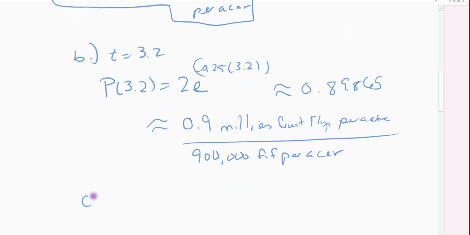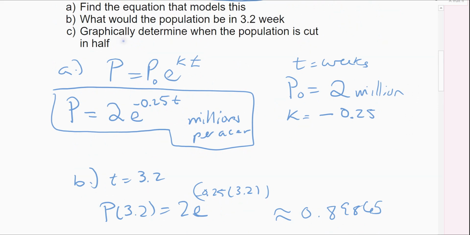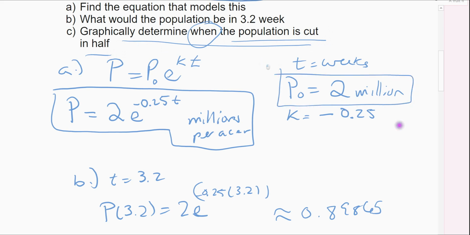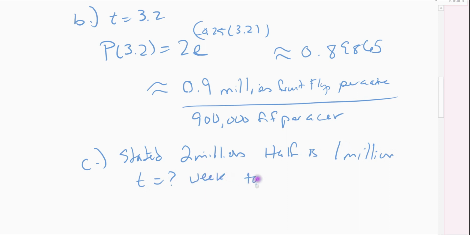All right, the last one, and then we'll solve this. There is a by hand method to solve the last one, but since we haven't talked about it yet, because we need logarithms to do it, we're going to go ahead and solve it graphically. We want to know at what time the population will be cut in half. Cut in half means I want half of what I started with. We started with 2 million, so half of that is 1 million. How many weeks will it take to get to 1 million fruit flies per acre?